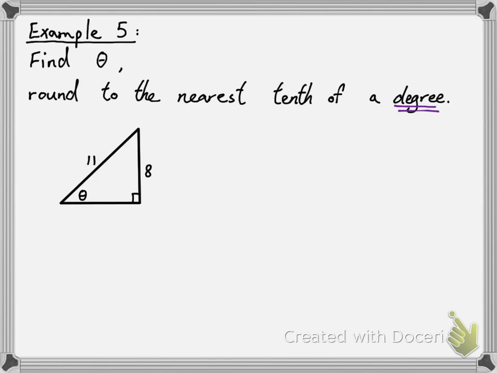Correct, we will use the sine function. Sine theta equals opposite over hypotenuse. Therefore, we have sine theta equals 8/11. Now, to reverse sine, we will take sine inverse on both sides. Therefore, we have theta equals sine inverse of 8/11.